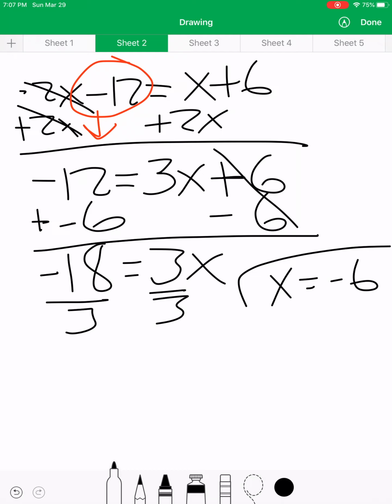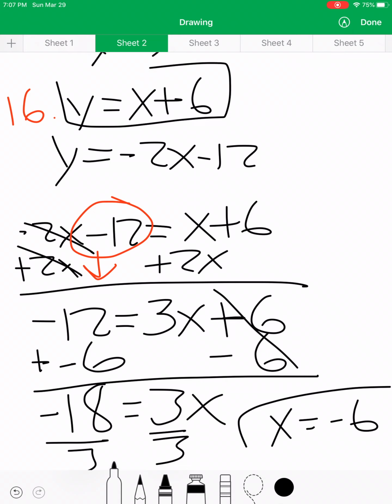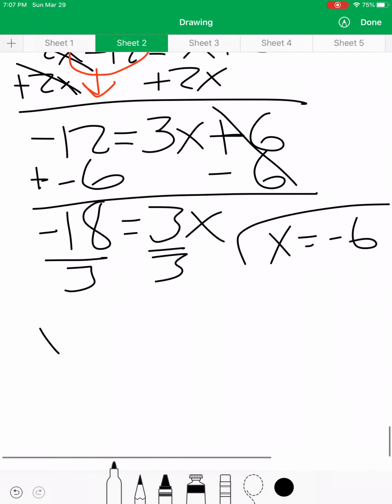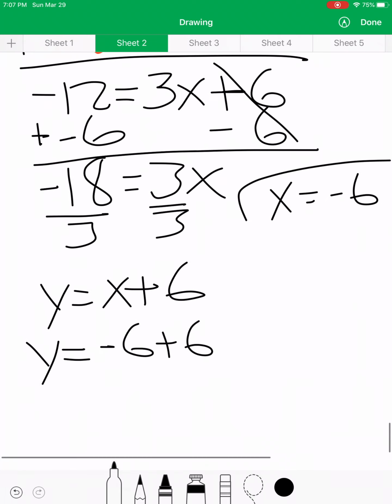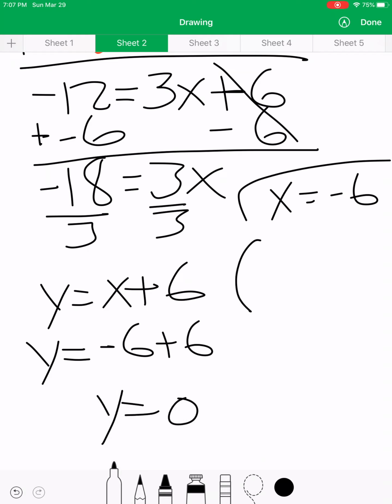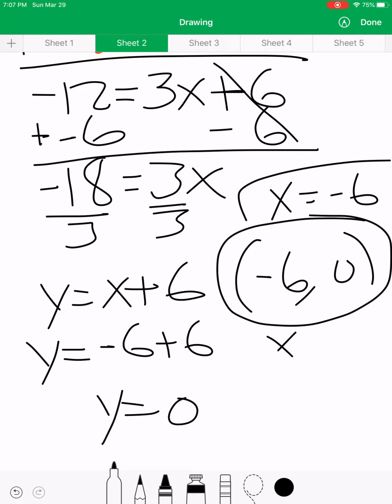So x is negative 6, and you're going to take that and substitute it in for either one of your equations. I'm going to choose this first one right here, y equals x plus 6. So y equals, substitute my solution for x, negative 6 plus 6. Signs are different, you subtract, take the sign of the larger. In this case, there is no larger to take the sign of, so y simply equals 0. Ordered pair, negative 6, 0. There's your final answer, always written as an xy ordered pair.